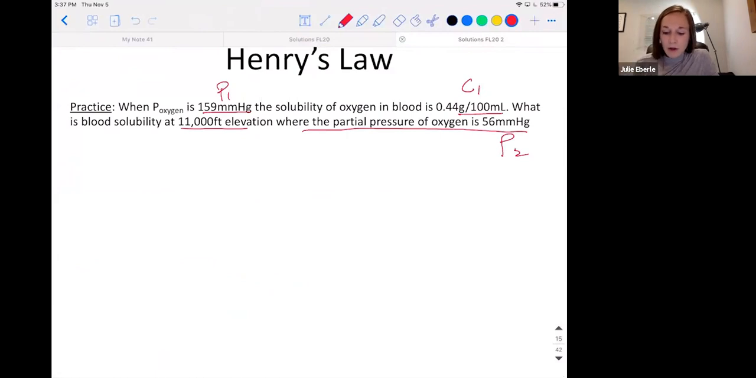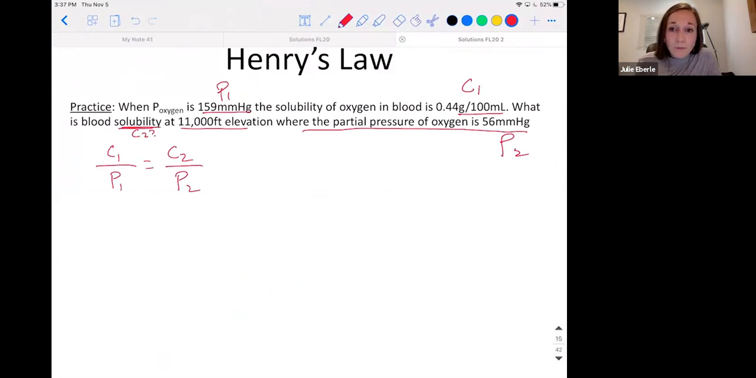Okay, so let's work this problem. We've got C1 over P1 equals C2 over P2. And it says, what is blood solubility? Because it's asking us this right here, this is C2. We don't know C2, so we're going to look for C2.